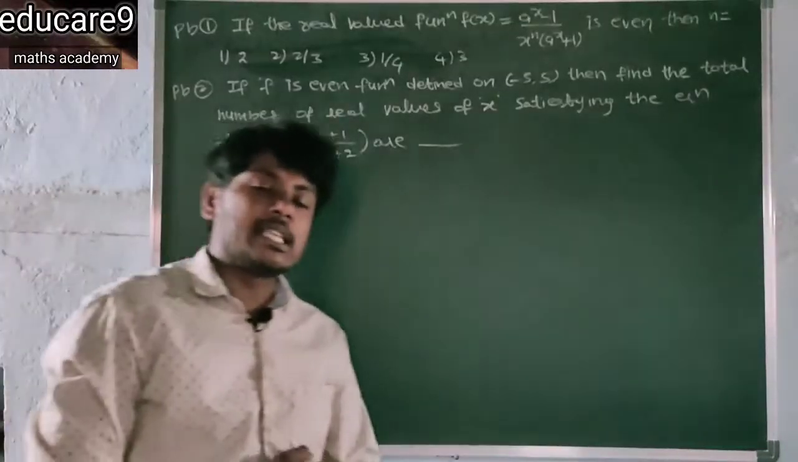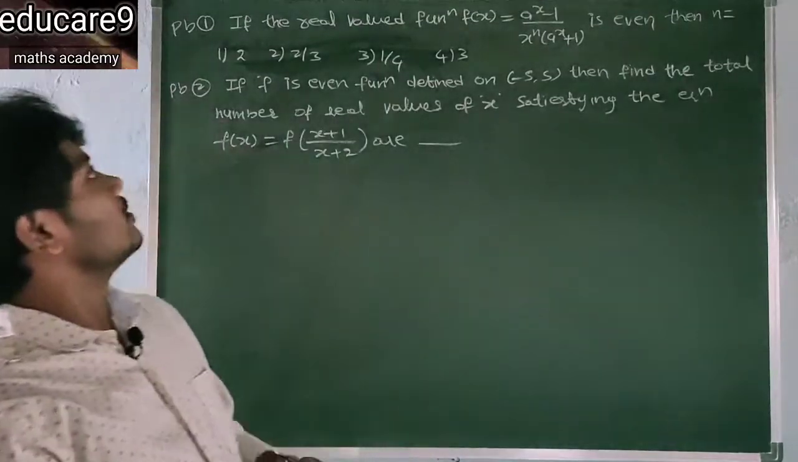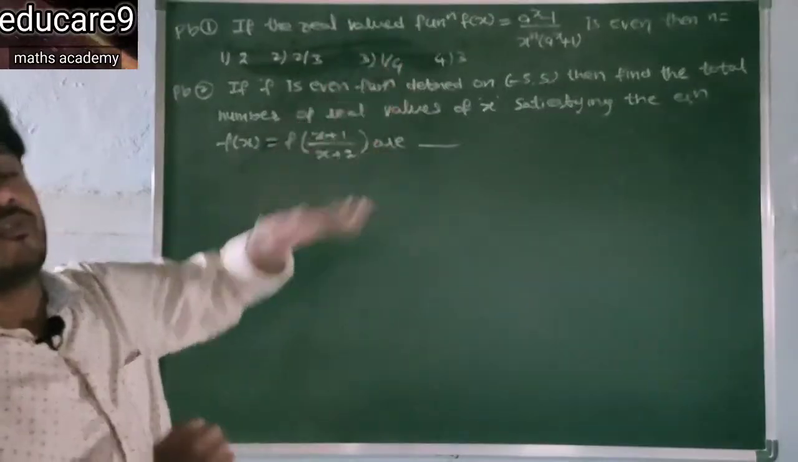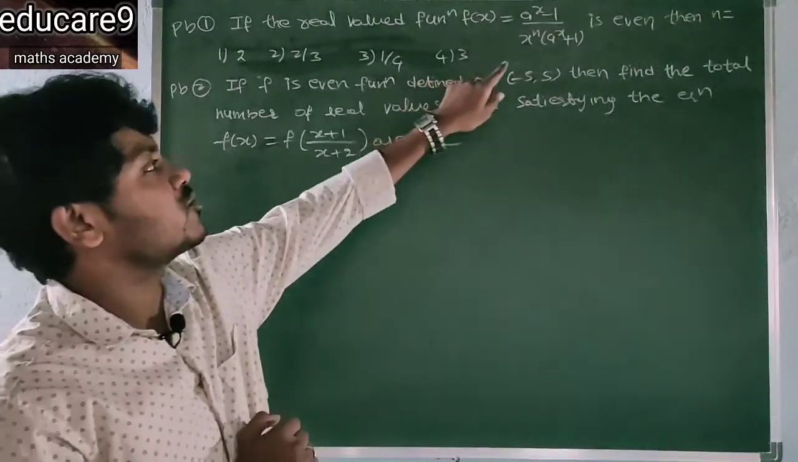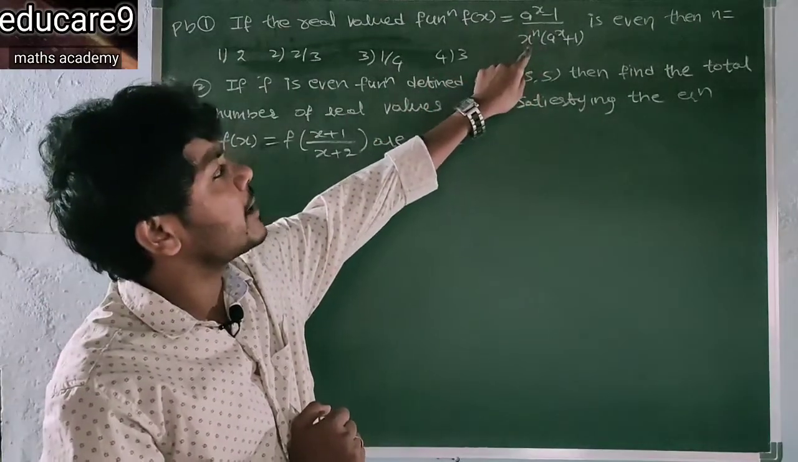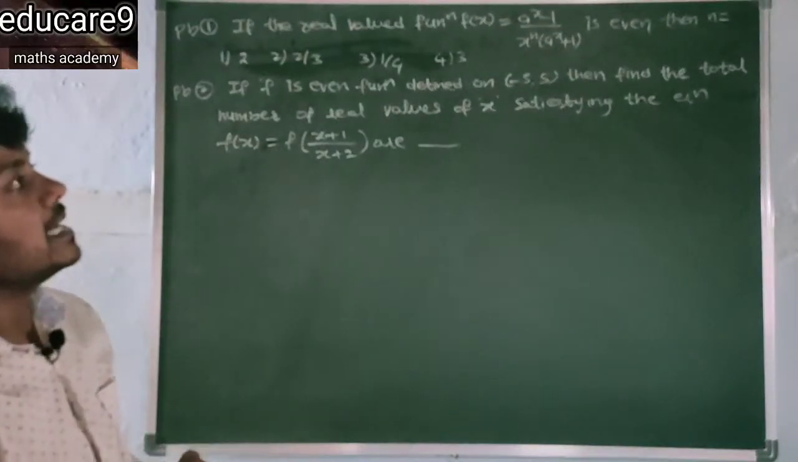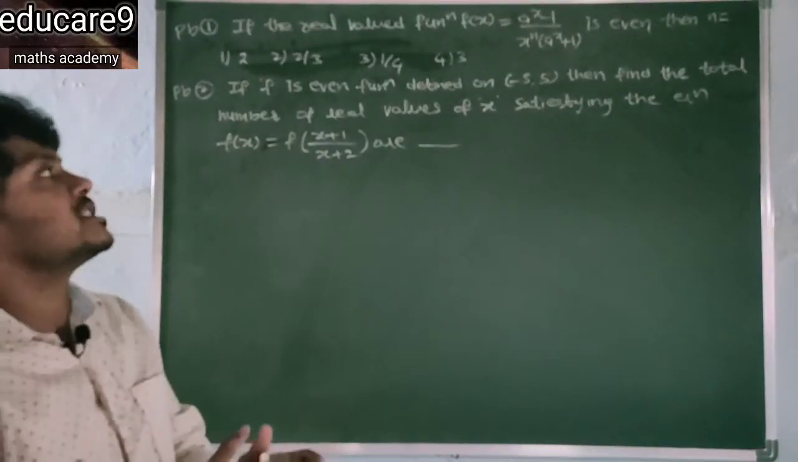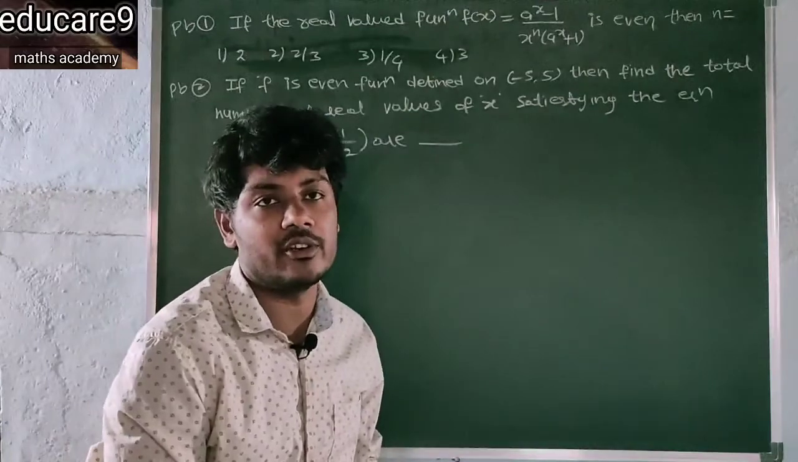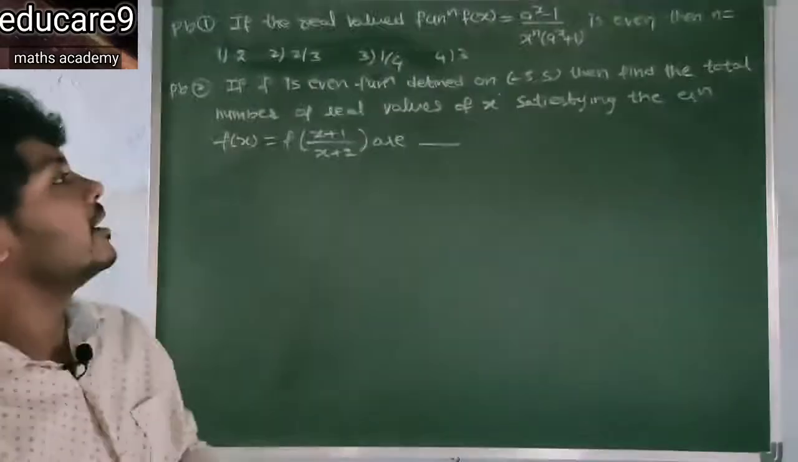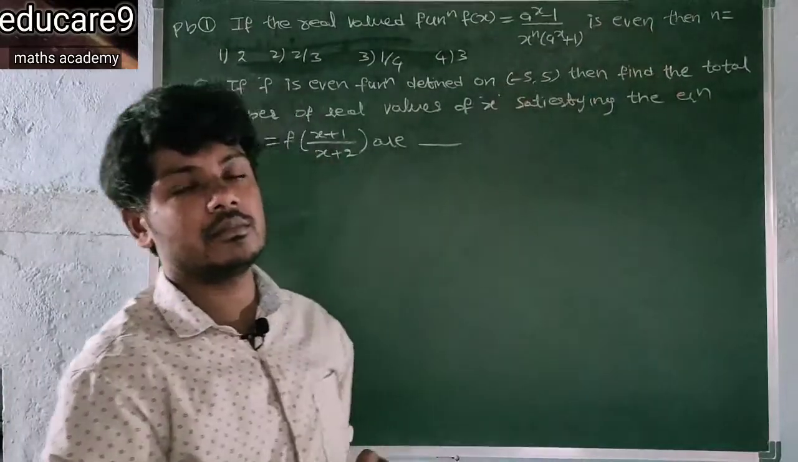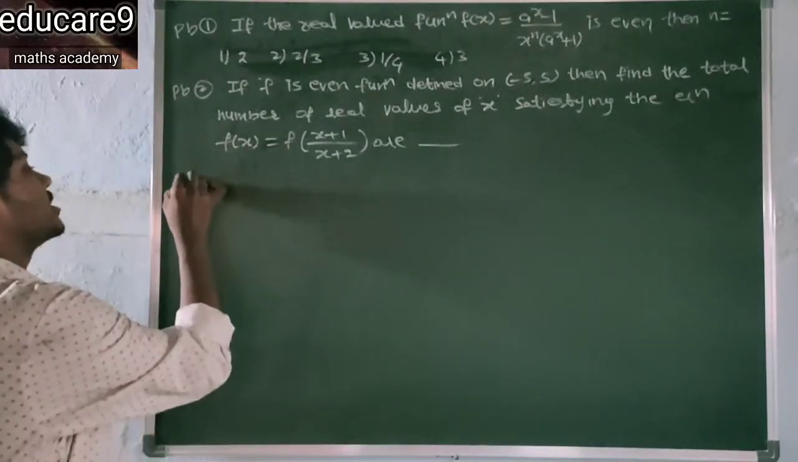So now we will discuss a few problems. See here, if the real valued function f of x is equal to (a power x minus 1) by (x power n into (a power x plus 1)) is even, meaning f of minus x is equal to f of x, then find the value of n. Okay, so see the solution.